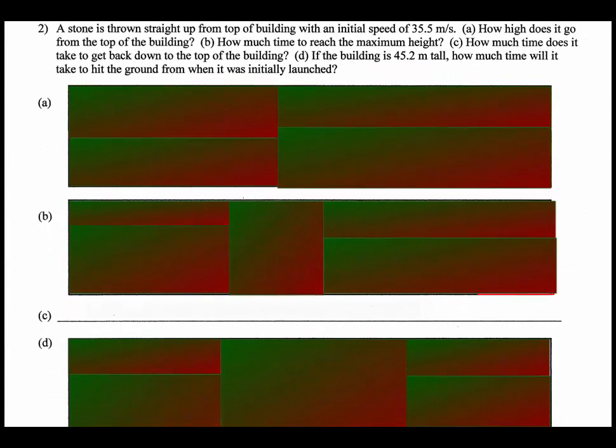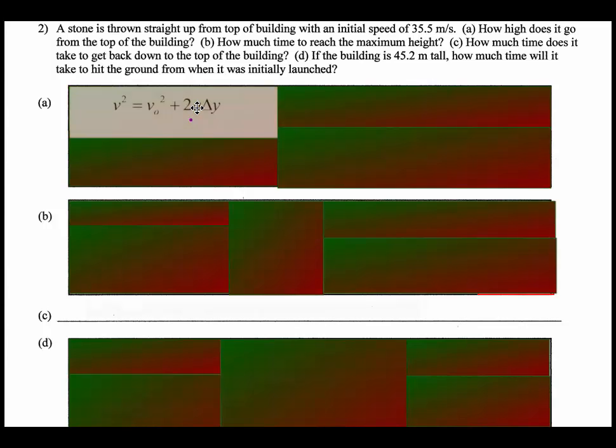Looking at number 2, a stone is thrown straight up from the top of a building with an initial speed of 35.5 meters per second. It's thrown up, so that is going to be a positive 35.5. How high does it go from the top of the building? So let's see. Looking at what we're given, we know that the initial speed is this 35.5.